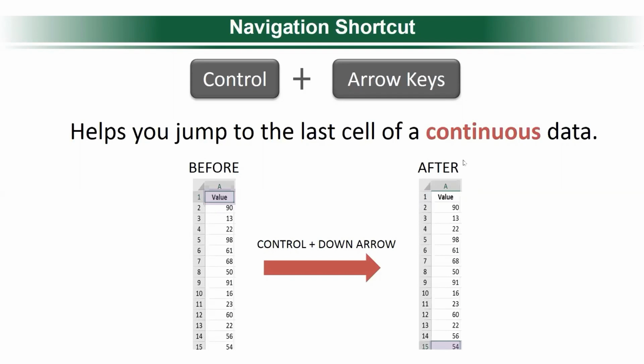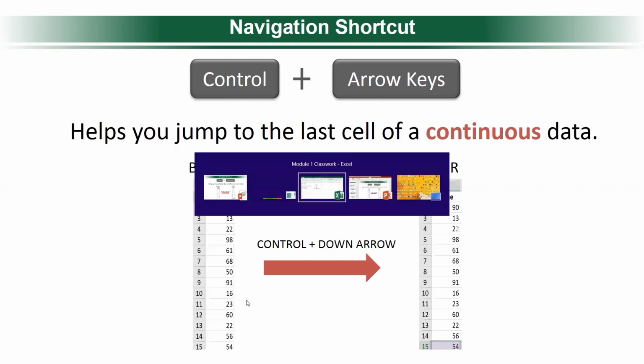Now, this word continuous is really important. What continuous data actually means is that if you want to go from this cell to the last cell, all the cells in the middle should have some kind of data. Basically, they should not be empty. They should have some kind of data, be it a number, text, exclamation marks, hashtags, anything, but just have some value inside. If it is not the case, the data will not be continuous. It will be non-continuous data. Let's look at a practical example of it.